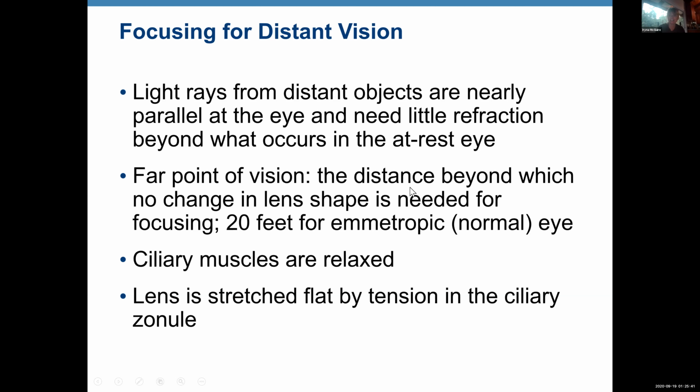Now, the far point of vision is the distance beyond which no change in lens shape is needed for focusing. It is 20 feet for a normal, emmetropic eye. So for all objects beyond 20 feet, you don't need to change the curve of your lens. Your eye is relaxed. Does that make sense? You do not change the shape of the lens if you're looking at something beyond 20 feet, if you have normal emmetropic eyes. And the ciliary muscles, those circular muscles, are relaxed, and when they are relaxed, the lens is flattened by the tension of the ciliary zonules.